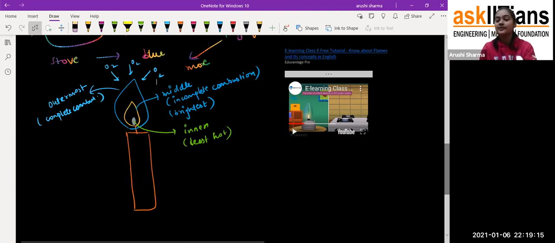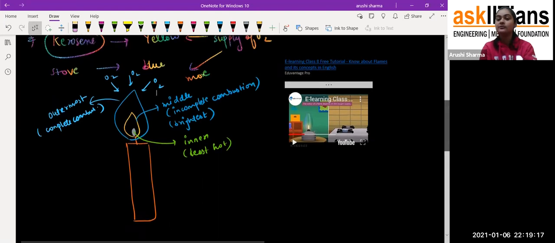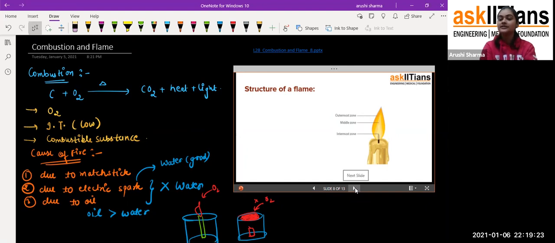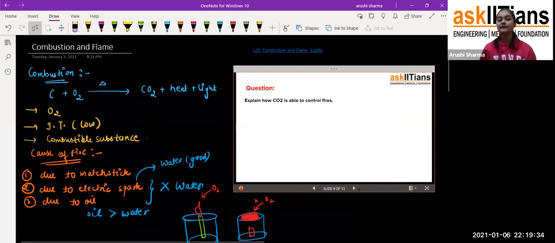I hope my students can understand that the outermost is the hottest part, and the innermost is the least hot. Okay, so this is the structure of the flame. That means we have covered the structure of the flame as well. So coming to the next part. Okay, so now we have covered today's topic. Now discussing some questions as well.